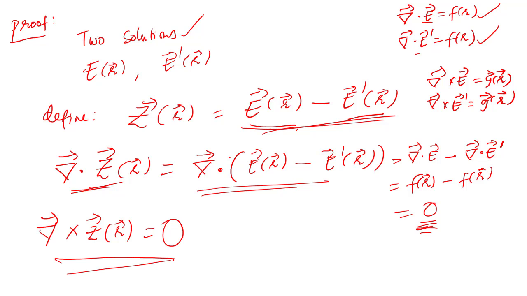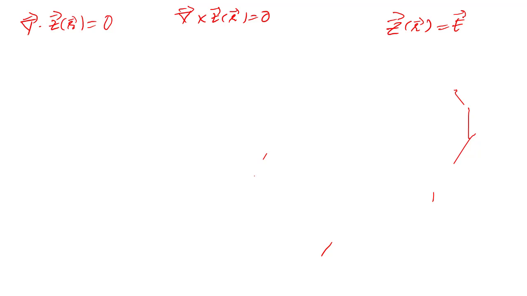So curl of Z would be 0. That means I should be able to express Z, and the divergence of Z of R is 0, and the curl of Z of R is 0. And in general, we have seen Z of R, we defined it as E of R minus E prime of R, where both E and E prime are solutions.